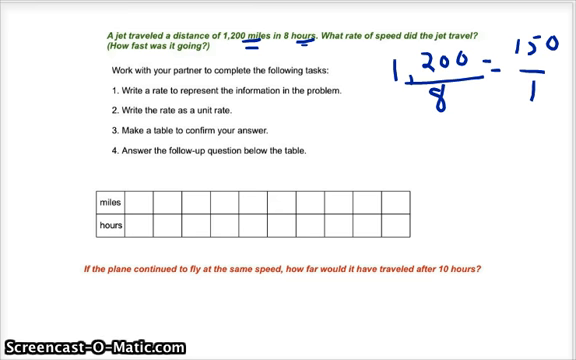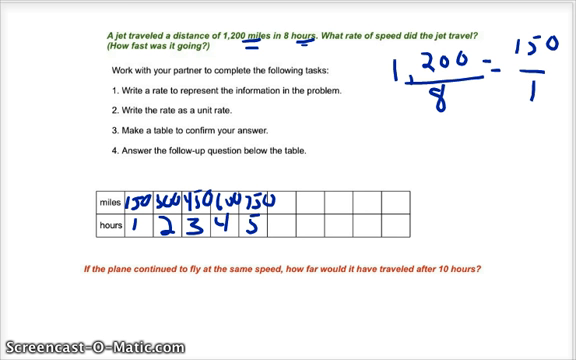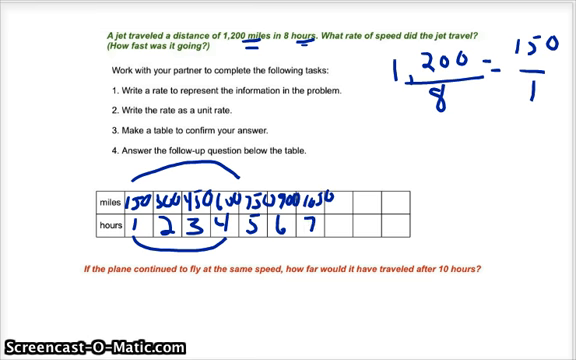Okay. Now I'm going to make a ratio table to check my answer. I've got 150 in 1 hour, 300 in 2 hours. Remember, when you're writing ratios, there's a multiplication relationship. 1 times 4 is 4. 150 times 4 is 600. So I can keep going with my table. 900 miles in 6 hours. 1,050 in 7 hours. Okay, and 1,200 miles in 8 hours.